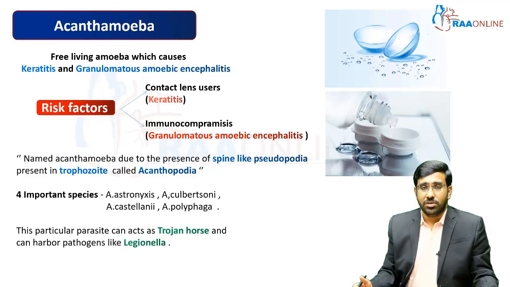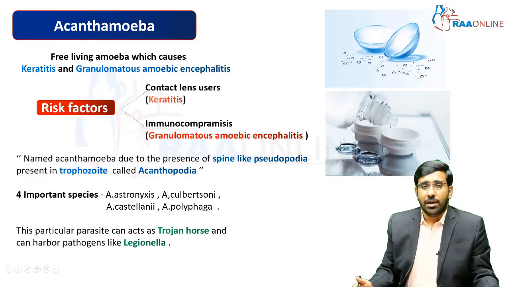There are 4 species which affect humans. In Acanthamoeba, the 4 species are Acanthamoeba astronyxis, Acanthamoeba culbertsoni, Acanthamoeba castellanii and Acanthamoeba polyphaga. These 4 species cause the predominant human infection. There are more than 90 Acanthamoeba species, but only these 4 are the recognized human pathogens.